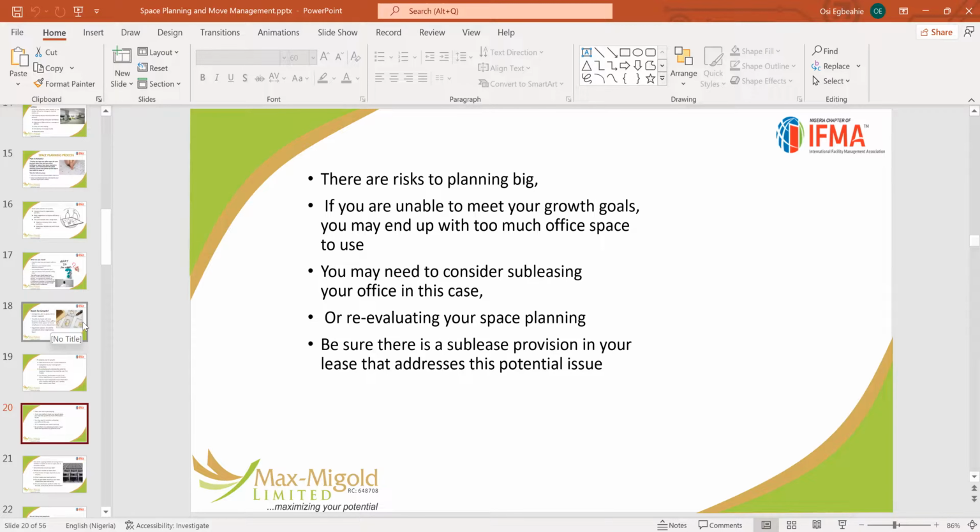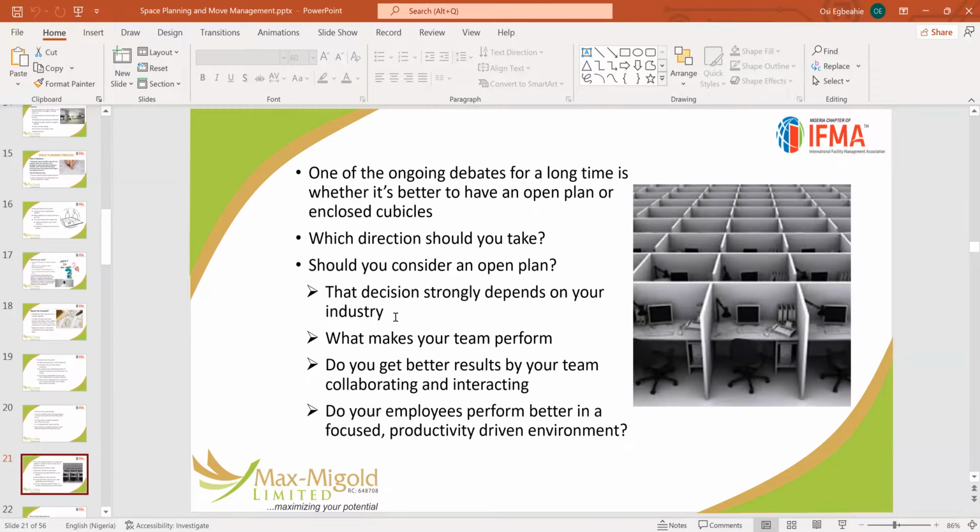You may also need to reevaluate your space plan from time to time, and be sure there is a sublease provision in your lease that addresses your potential issues. Like I said earlier when we began the class, it's very important that you ensure you have a sublease clause that allows you to sublease your facility, especially for office spaces that you take over a long period of time, so that you have a little bit of control. And when business is down, you can lease out to make a little bit of funds available for the business to grow.